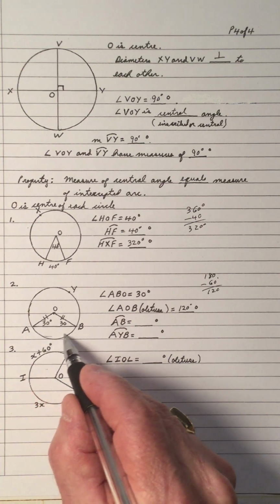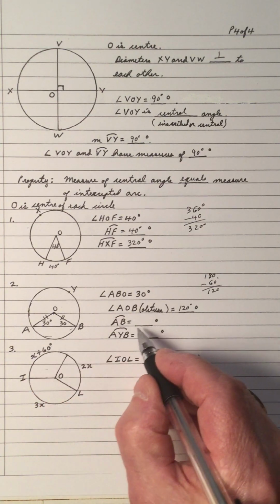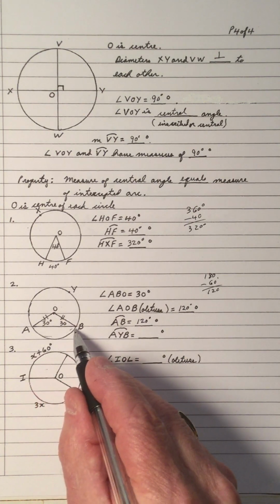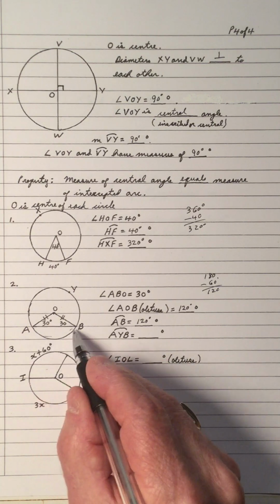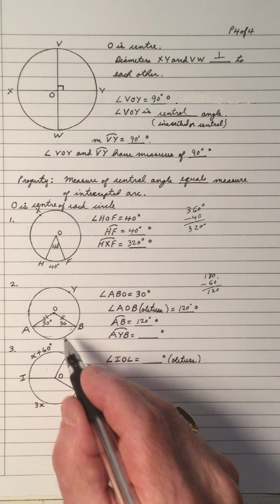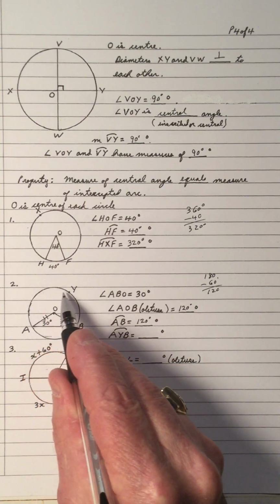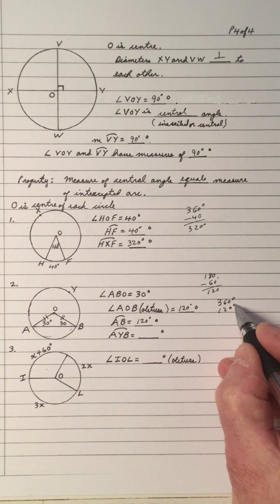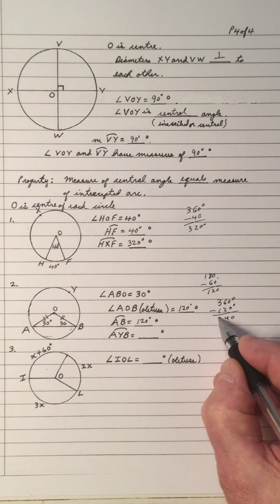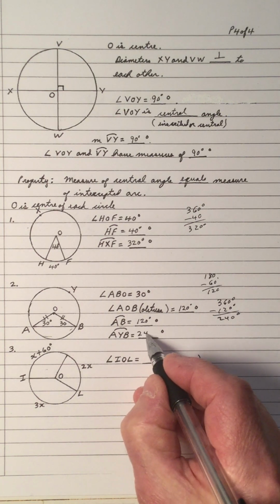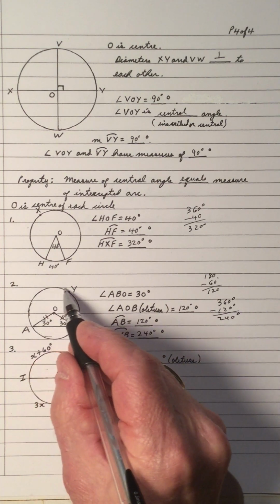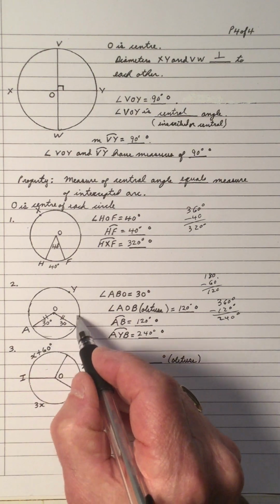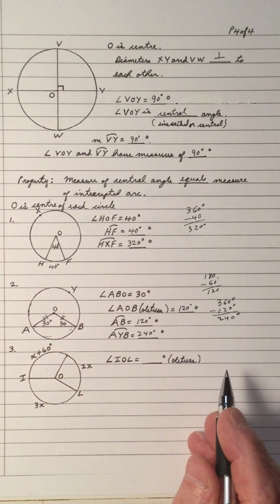So that means the arc AB is minor, so it is equal to the central angle. Arc AB is two letters. It's a minor arc, and a minor arc is less than 180. So that means the arc AYB is 360 minus the 120, and so that's 240 degrees. So 240 is over here, which is all that's left. So 240 added to 120 is 360.